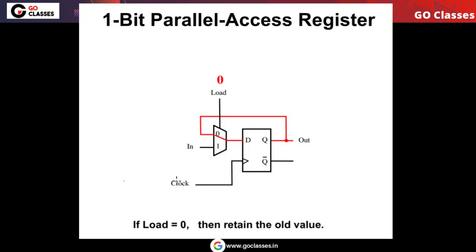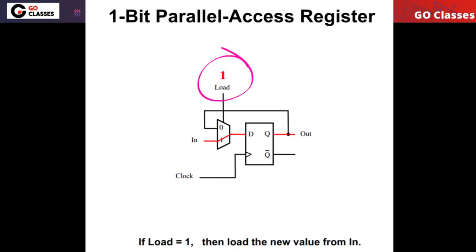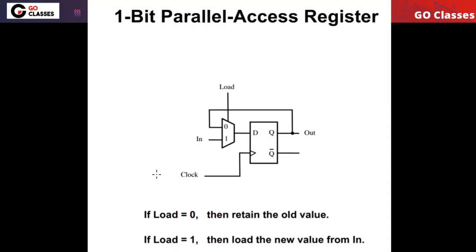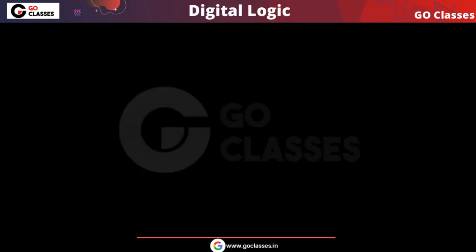Now, for example, when load is equal to 0, what will happen? Because this is your 2 by 1 multiplexer, when load is equal to 0, this line will be selected, so this input will be selected. You can notice the present output will be the next output. So when load is equal to 0, we are retaining the old value, and when load is equal to 1, the input data will be stored. When load is equal to 1, we are loading the new value. This is how we do it.